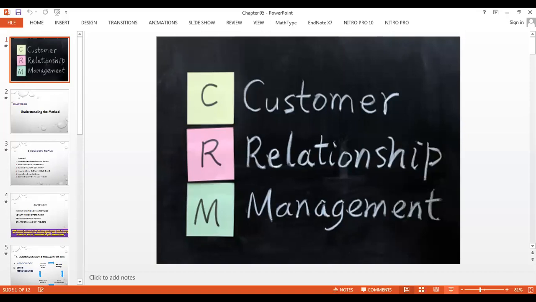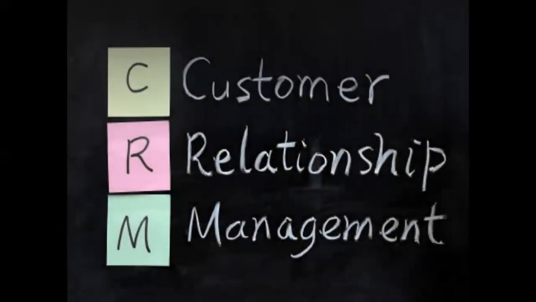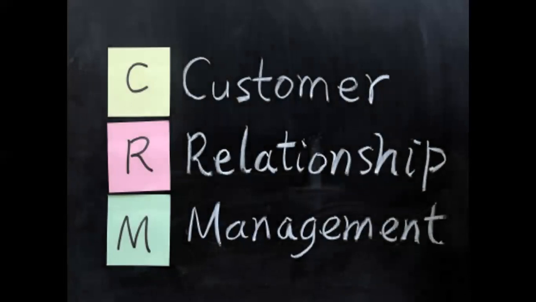In the last lecture, we were discussing chapter number 5, and we covered the first part of this chapter. Now you can see the slide on your side. Now we start revising this chapter from the basic concepts that we have discussed in this chapter.